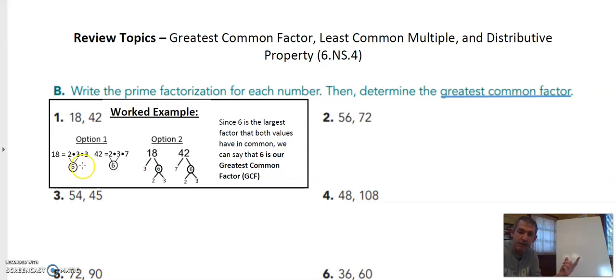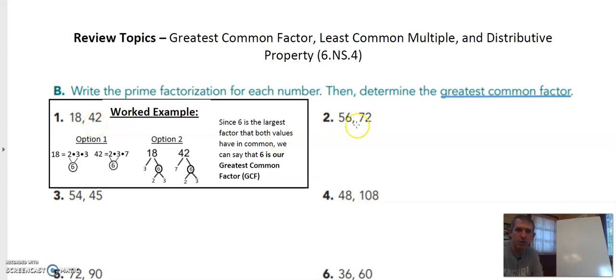Now another way to look at this, all right? If this is working for you, awesome. Another way to look at this is this. What is the biggest number that I can use to divide into 18 and 42? Okay? If it doesn't divide evenly without a remainder or a decimal, it doesn't work. It's not a factor. Okay? So look at 6. 6 will go into 18 evenly. And 6 will go into 42 evenly. Now, is it the only number that goes into both? No. But it's the biggest one that goes into both. Okay? So think, biggest number that goes into or divides into both.